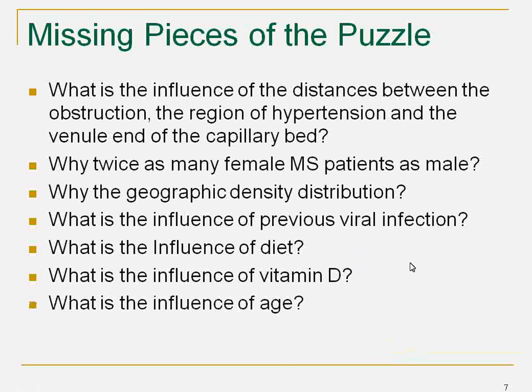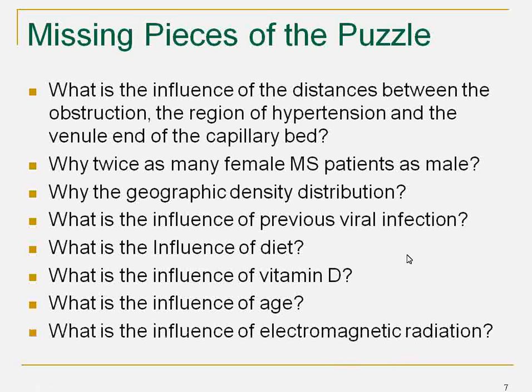It's also known that as a patient ages, the symptoms of MS become worse. So how does that link into it? It's also known in the radiation safety community that too much electromagnetic radiation can cause a breakdown in the blood-brain barrier. So all of these are maybe additional pieces of the puzzle that need to be fit together as well to complete the total picture.